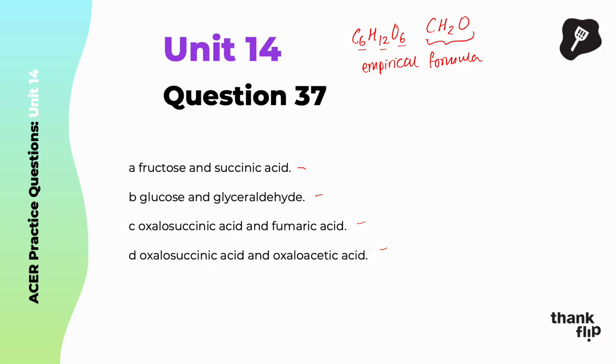So what you're going to do is basically go through and count all of the carbons, hydrogens, and oxygens that are given to you. And that's going to give you the molecular formula. So for fructose, when you count the carbons, hydrogens, and oxygens, you have C6H12O6. And for succinic acid, when you do the same thing, you're going to get C4H6O4. When you do the same thing for glucose, you're going to get the same as fructose.